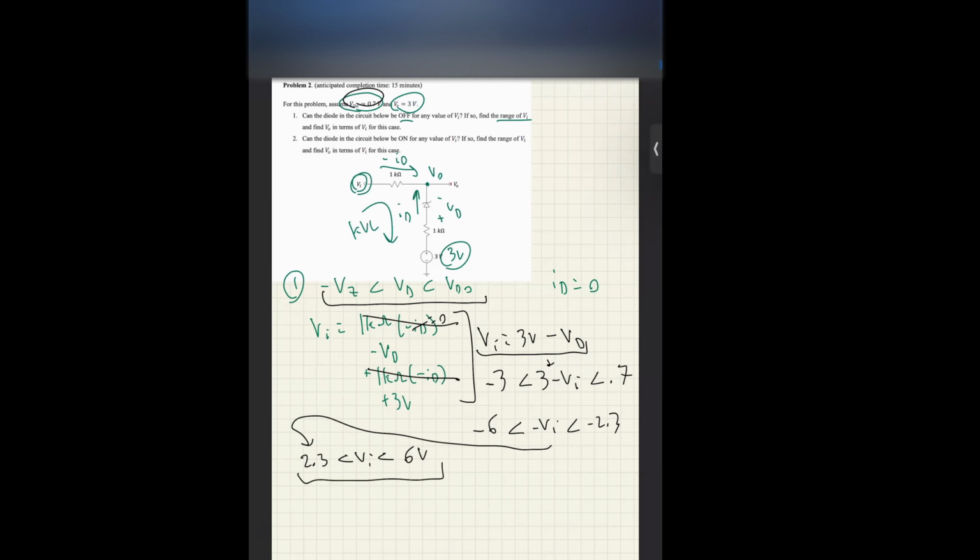Now that we have this relationship here, we are going to look at the circuit again for KVL and try to analyze, get VO and VI, right?